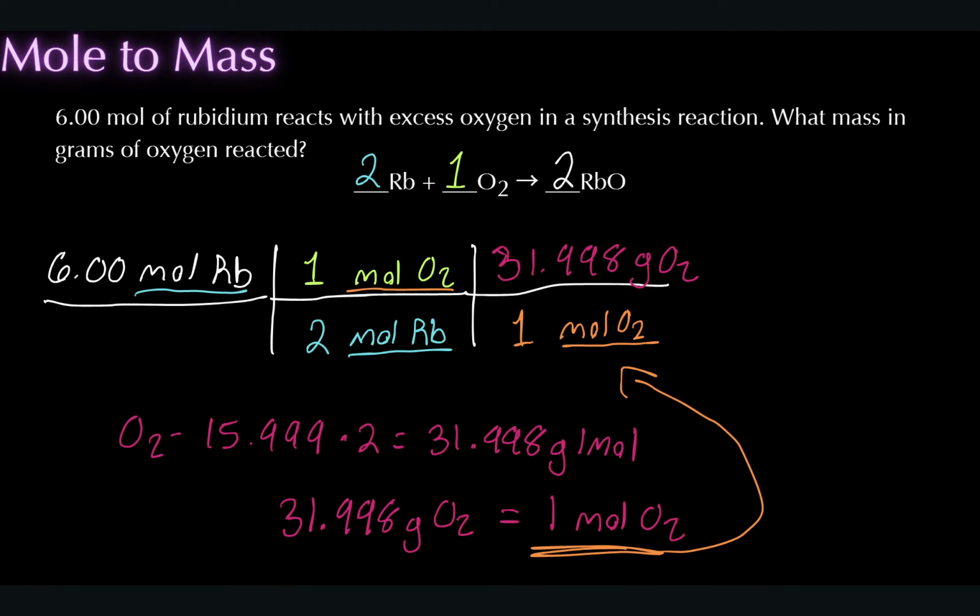Now, from here, I'm ending in those grams of O2, which is what I'm trying to find, so we're able to go ahead and solve. We're going to multiply the top, divide the bottom in order to get our answer, and whenever we do that, we should get 95.994 grams of O2, and that will be my answer.